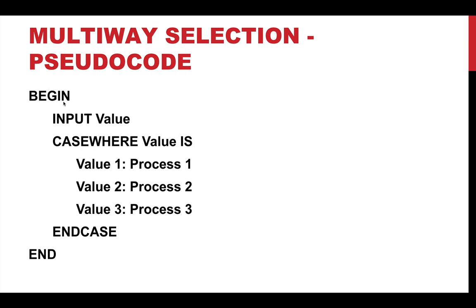So I begin, I input a value, so I take some kind of input from my user, and then I say, okay, the case where that value is, it might be 21, it might be a range, or it might be a hard-coded value. The best example I could give you is bands, like 49, 50 to 59, 60 to 69, 70 to 79. So in the case where the value is within a range or at a certain point, do this.